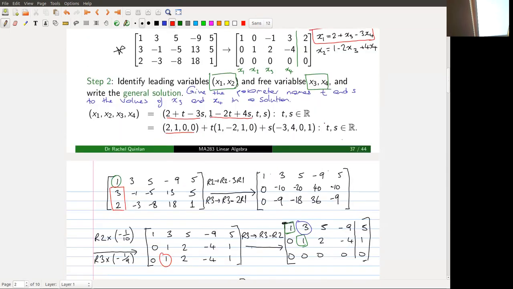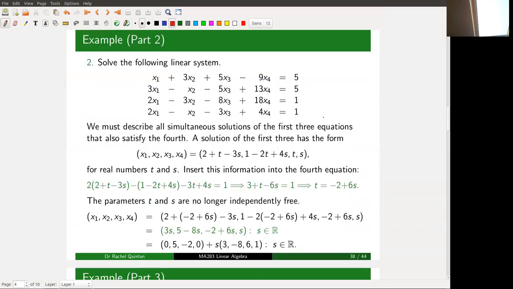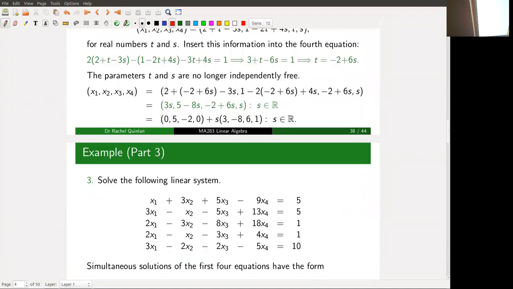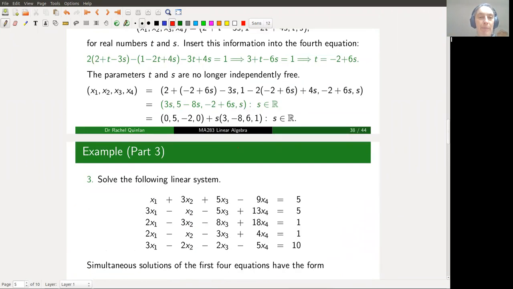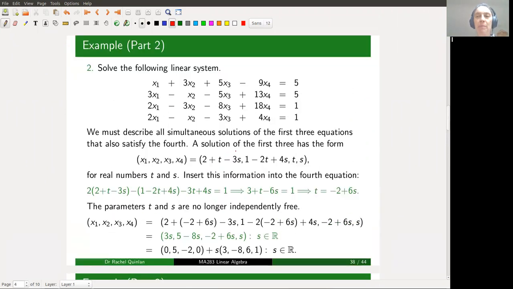Okay, here is an update to the example. So here's part 2 of the example. This time we have 4 equations in our system. The first 3 of them, take my word for it, are the 3 that we started with in part 1 of the example. And the fourth one is new. So the first 3 there are from part 1.